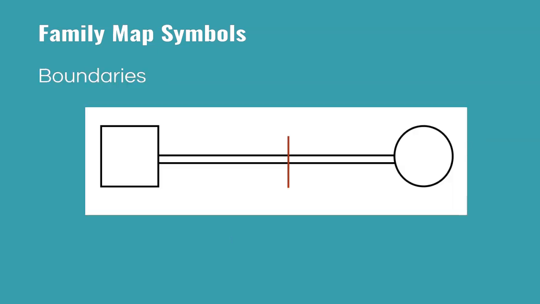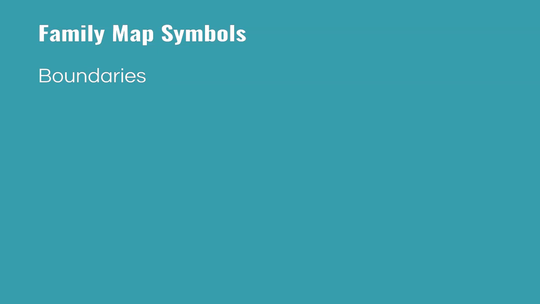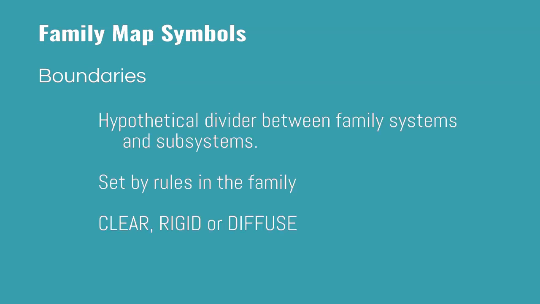The boundaries between family members are represented by a line transecting the relationship line. A boundary is a hypothetical divider between or among systems and subsystems within the family. They are defined spatially by the ways members align with one another. They are set by the implicit or explicit rules concerning who participates in which subsystem and in what manner. Boundaries and the subsystems they define may change over time and with variable circumstances. Boundaries are described as clear, rigid or diffuse.